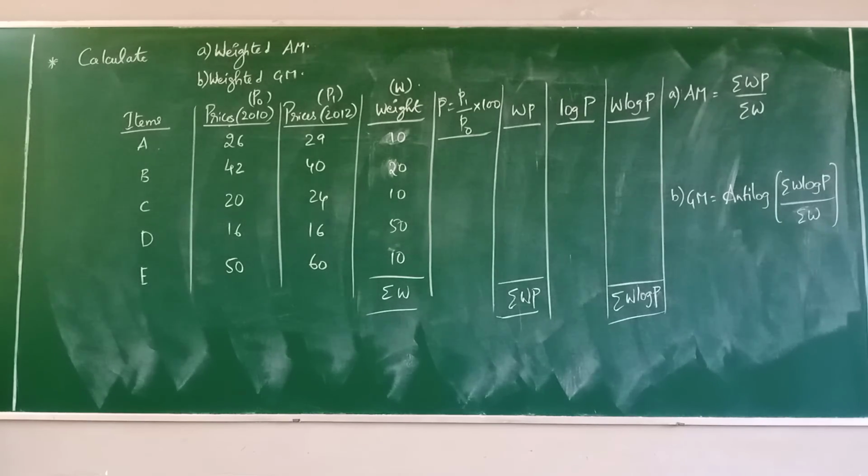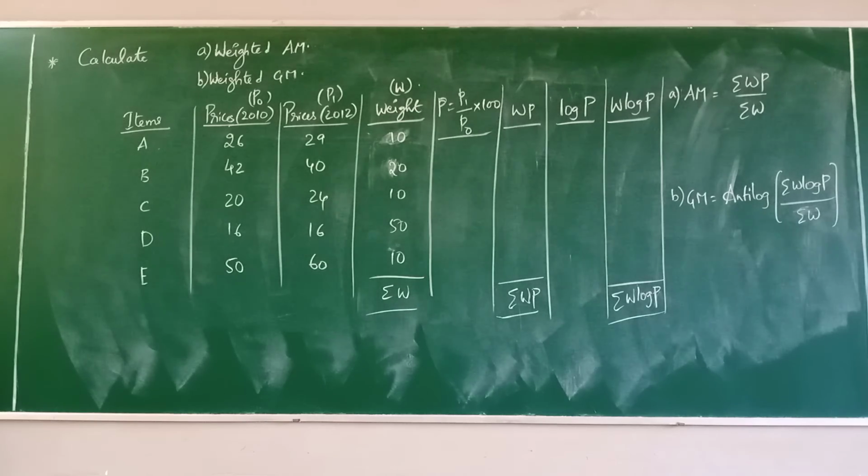At the same time, we are dealing with ratios in index numbers. So for ratios, geometric mean is the best way of finding any index number. That's the reason geometric mean is always the best average for finding an index number, and arithmetic mean is the most commonly used average. But when we compare both AM and GM, the AM value will always be greater than the GM value, geometric mean, right?